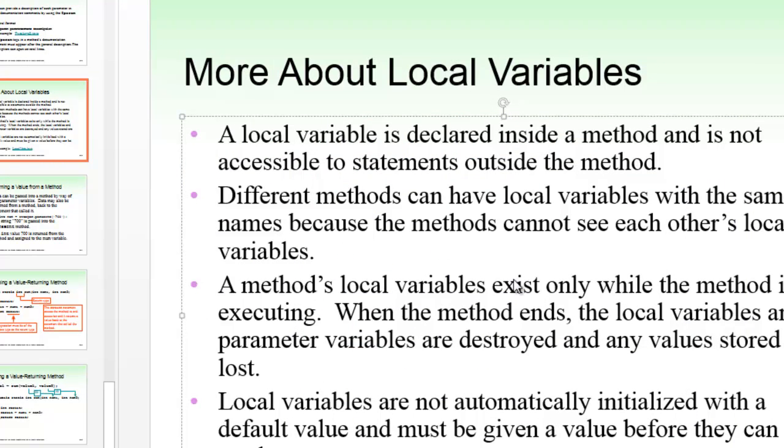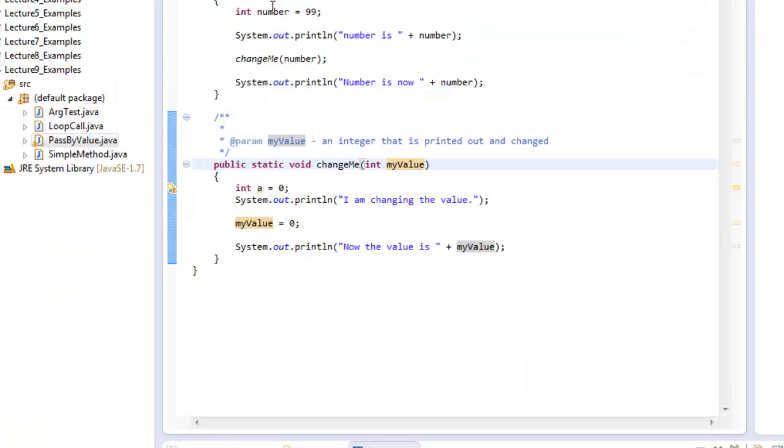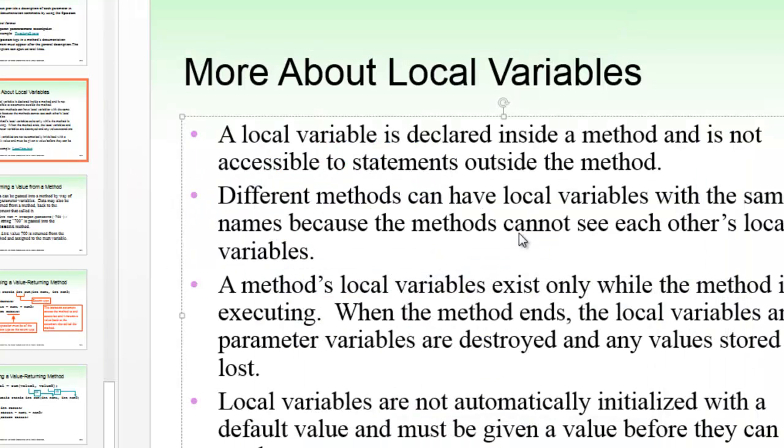A method's local variables, again, exist only while the method is executing. So if we go back here, when I have a declared here and set to a value 0, as soon as this method is done, that memory for that integer a is returned back to the operating system, or the program in this case. Local variables are not automatically initialized with a default value and must be given a value before they can be used.